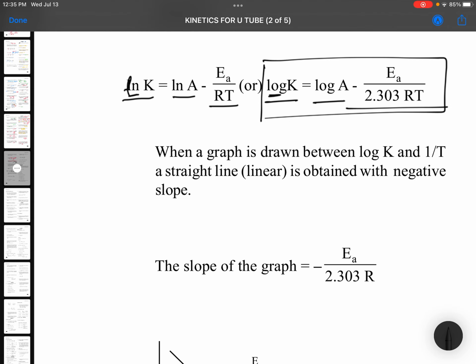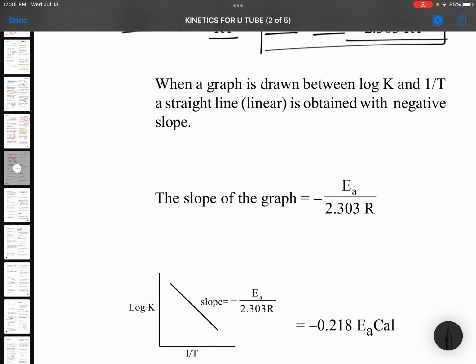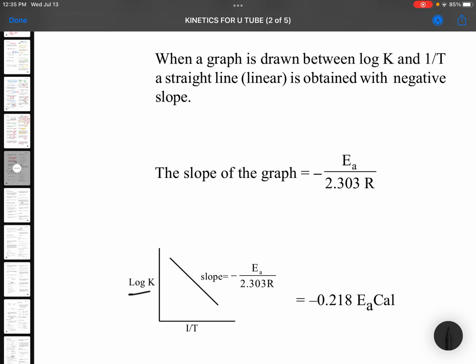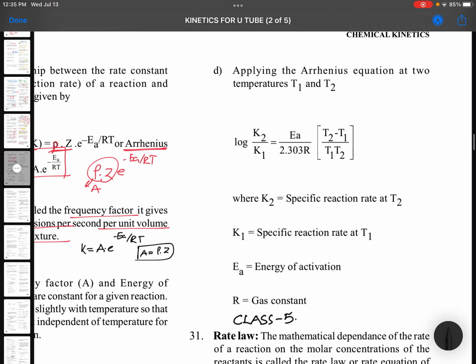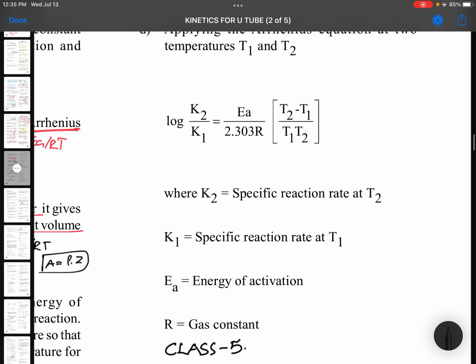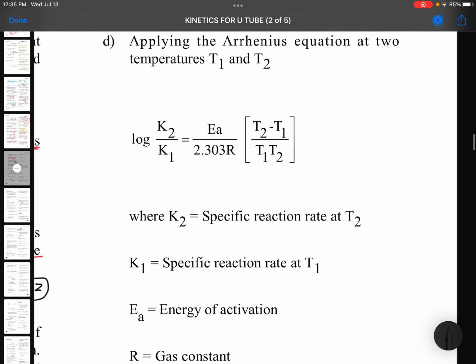When a graph is drawn between log k and 1/T, the graph will be like this, where the slope is -Ea/(2.303 R). This is a negative slope, and the negative slope is -Ea/(2.303 R). Fine. You need to remember this point also. Then, before going to class 5, we will complete this part.